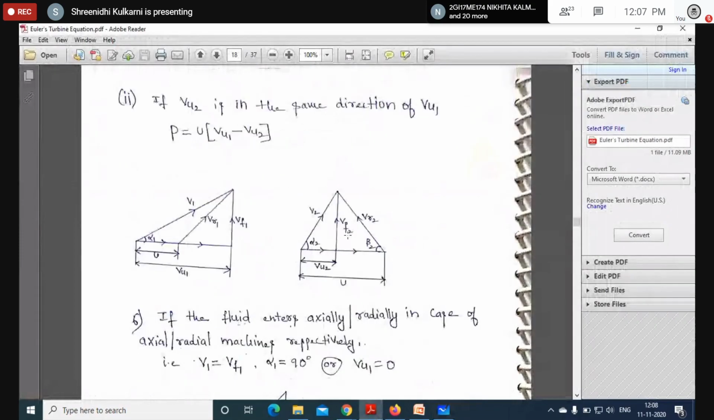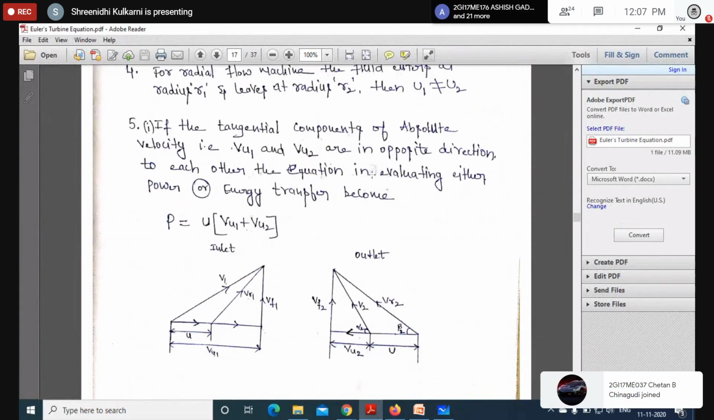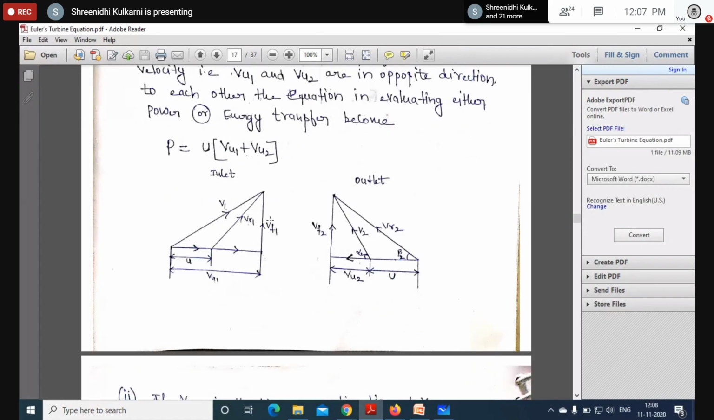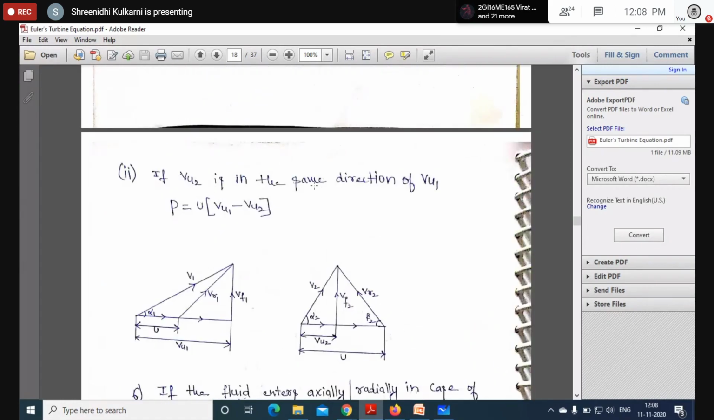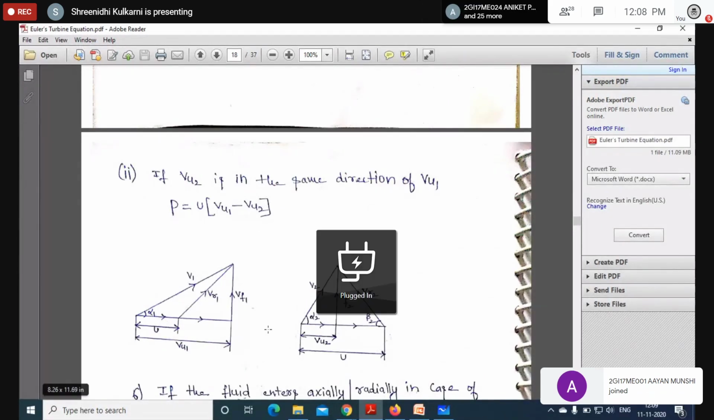Okay, I think I completed when VU1 and VU2 are in opposite direction. Okay, so we'll get the power equation or the energy transfer equation as VU1 plus VU2. And next, if VU2 is in the same direction as VU1, okay, so this is the velocity triangle, and whatever the power or the energy equation or the work done equation, we'll get VU1 U1 minus VU2 U2, and here you can see the directions.